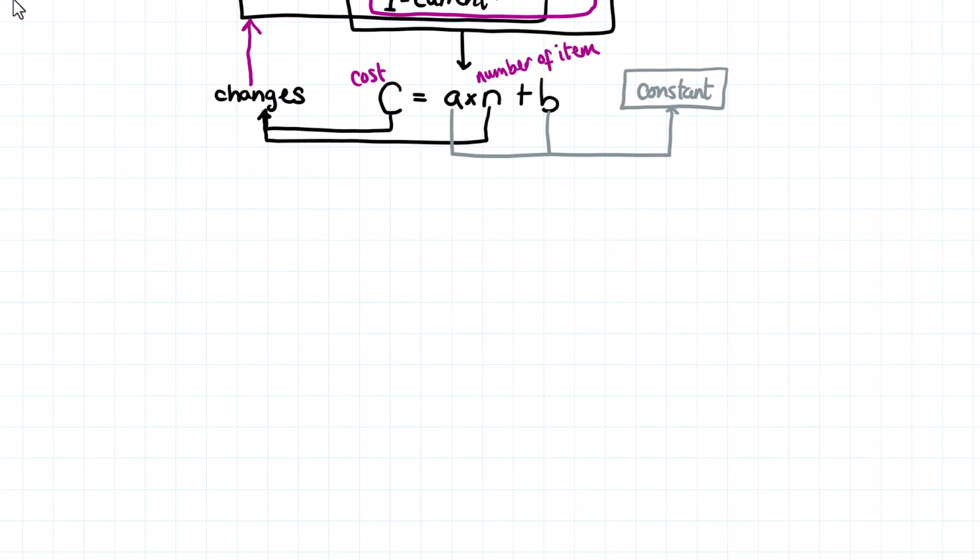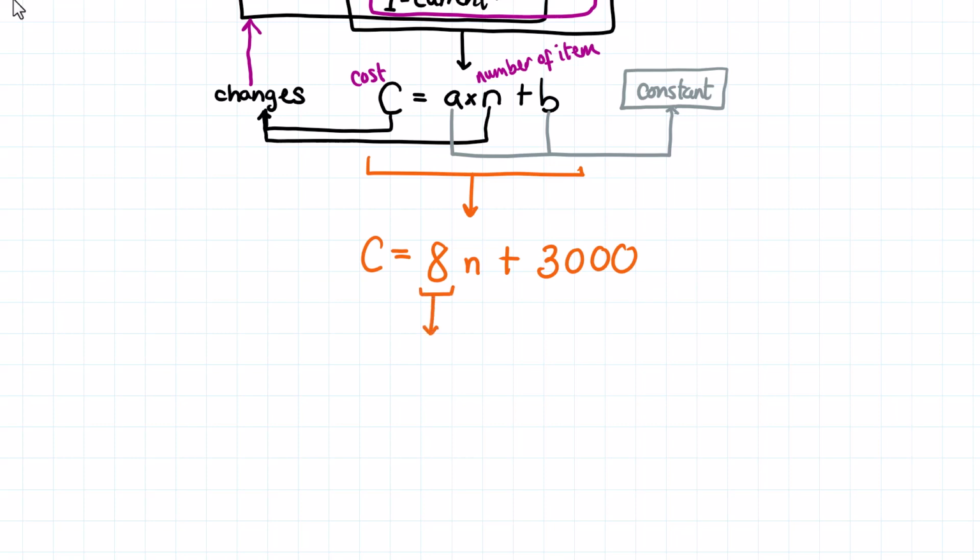Therefore, what does this look like in an example? This looks like, for example, where we have C, which is a cost, equal to, let's say, 8 times N plus a number which is 3,000. What 8 means is that 8 shows you the relationship between the cost of the item in dollars per quantity, and this other value here, which is 3,000, is known as the starting value, and this is going to be going up from there.